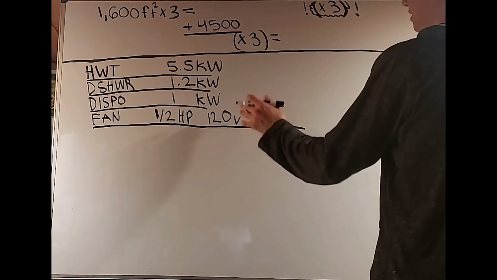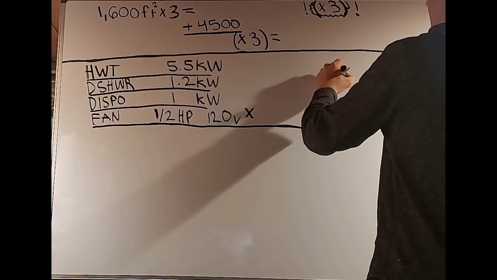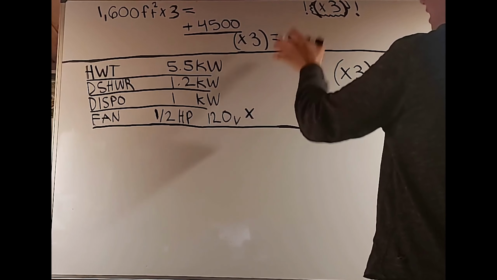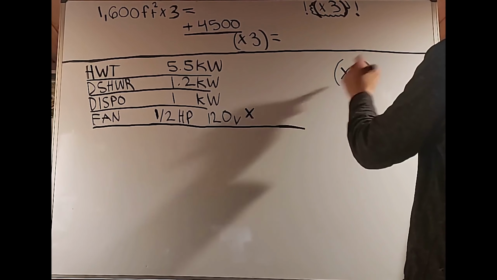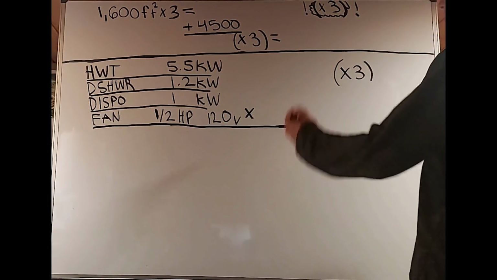But we want to make sure that when we get our total number that we add together for appliances, that we multiply everything by 3. Of course, we don't have any demand factors here using the optional method, but we need to make sure to multiply by 3. So I'm already going to put that here in this section so I'm not going to forget when I get into it.